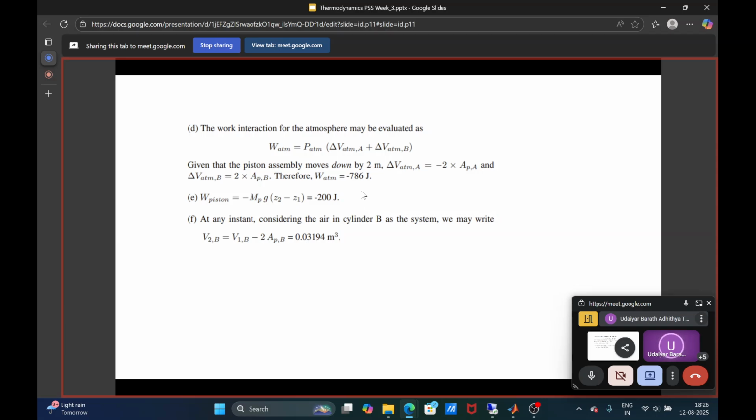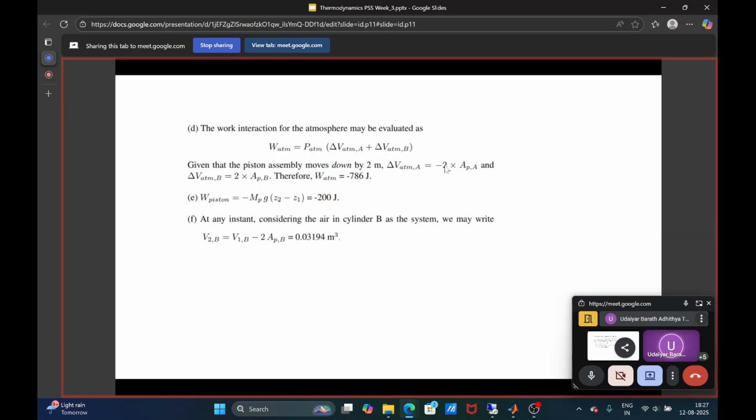The first is the work done by the atmosphere. Just like the previous example, the work done by the atmosphere will be the same because it exerts a constant pressure. So P atmosphere into delta V, but in this case it's both the volumes, the change in volume of A and the change in volume of B. Given that the piston assembly moves down by 2 meter, the volume of piston A is expanding. So the volume moved is 2 into area of piston A.